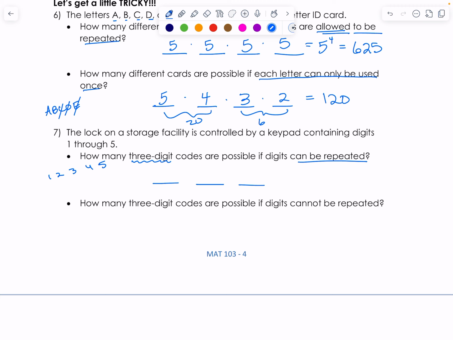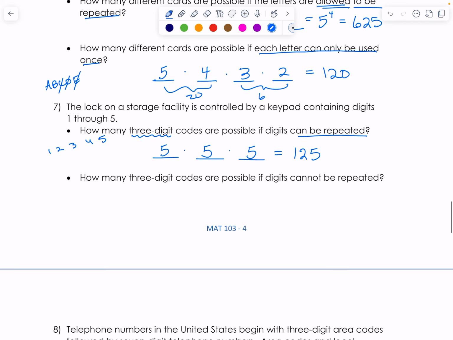So I have 5 choices for the first one. I've got 5 choices for the second one and 5 choices for the third one, because even if I chose number 1 for the first one, then when I get to the second one, I could choose 1 again. So 5 times 5, that's 25 times 5. I've got 125 possible codes.